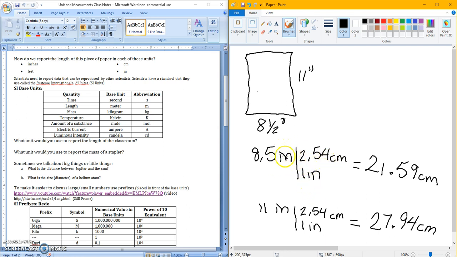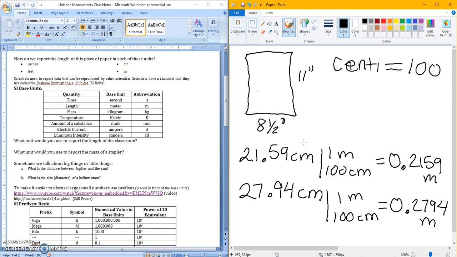My inches need to cancel out. I use a proportion. 1 inch is equal to 2.54 centimeters. I multiply across, divide by bottom. I get 21.59 centimeters and 27.94 centimeters for the other side. So now that I have centimeters, how do I get into meters? So centimeters and meters are what we use, well, anywhere other than America.